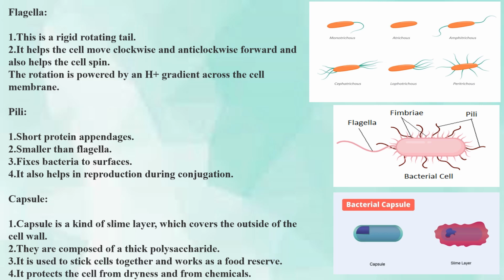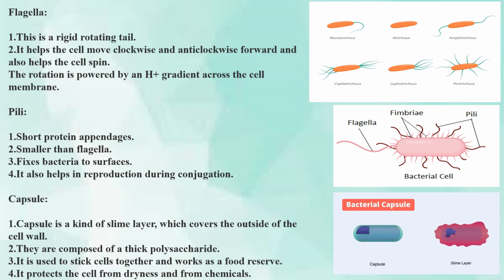The pili. Compared to the flagella, the pili is short in shape. If you see the brown color in the next picture, it is a flagella. The pili is smaller than the flagella and fixes bacteria to surfaces. It mainly gets attached onto the walls of any kind of surface. It also helps in reproduction during conjugation, so it is also called reproductive villi.